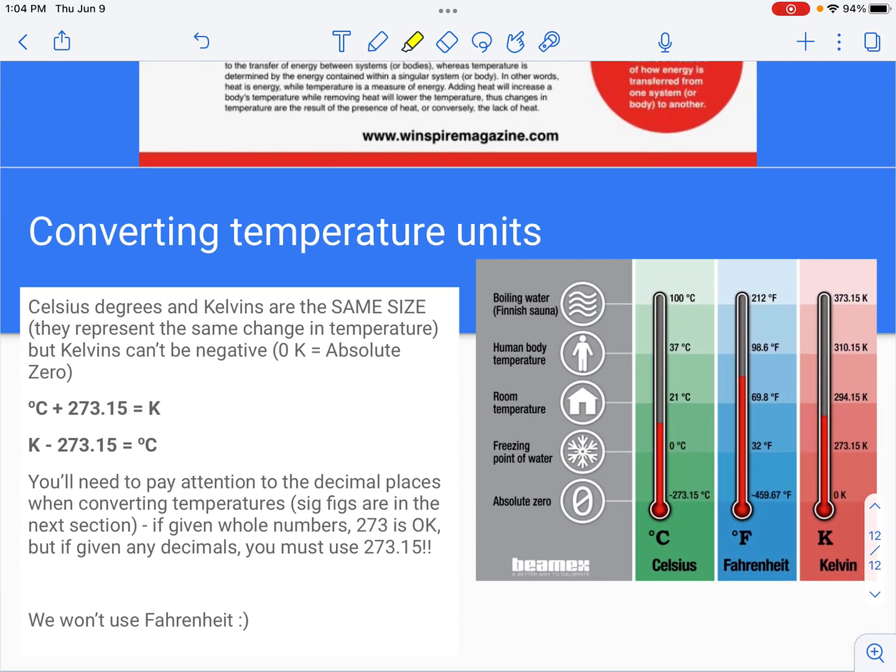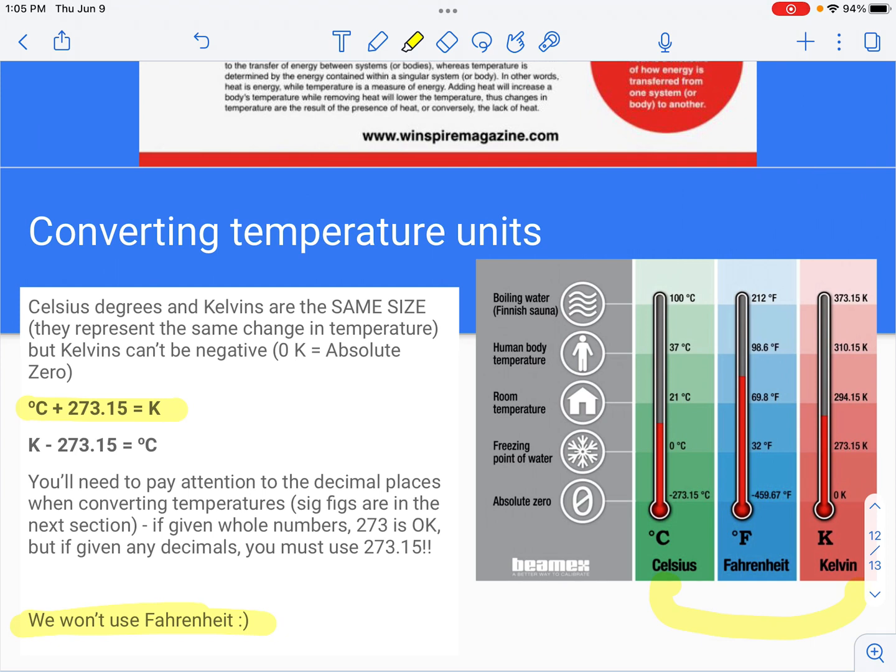We will not use Fahrenheit, but you should know that Celsius and Kelvin are the same scale, that 1 degree Celsius is the same as 1 Kelvin. It's just that Kelvin does not have negative values, so Kelvin is 0. Kelvin is absolute 0 when all kinetic motion stops. And that would be negative 273.15 Celsius. So we use that as our conversion. And when we do gas laws, we do a lot of converting to kelvins.